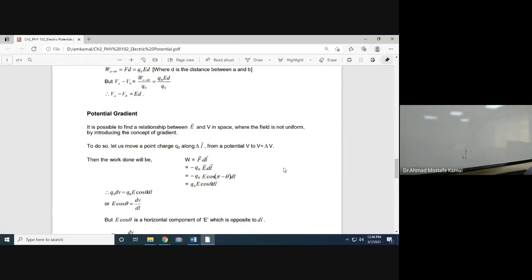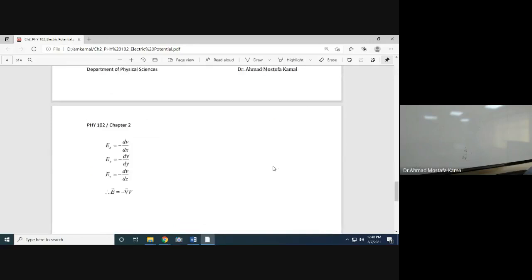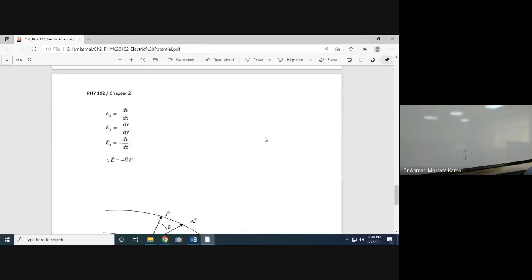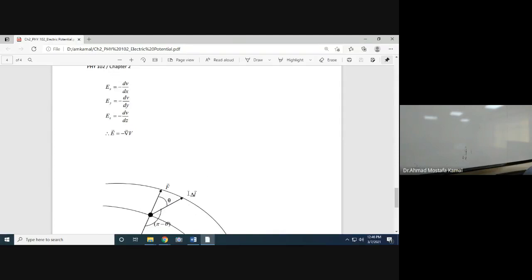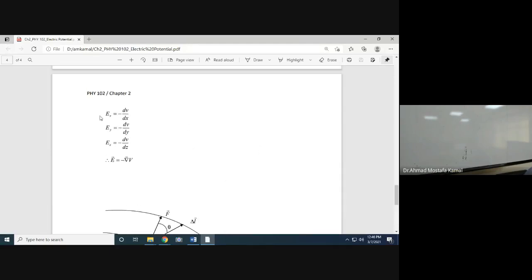I don't want to show this calculation in detail. It is done here, this kind of figure. At every point, the field has a different value. So in that case, how can we find out the relationship between them? The relationship is something like that. Because E and V both are vectors, there will be components: X component, Y component, Z component.